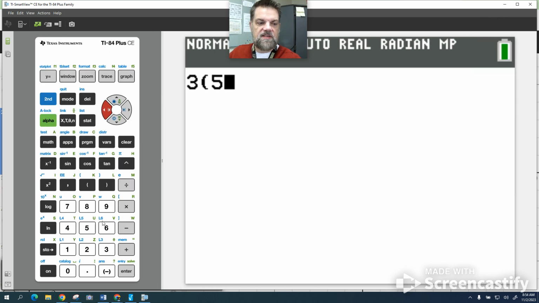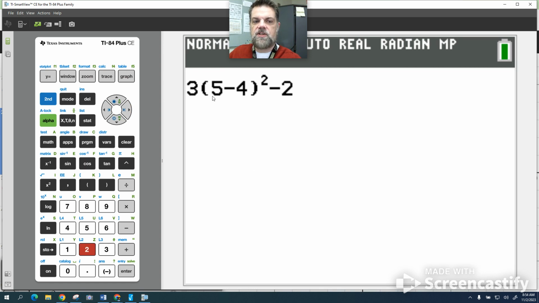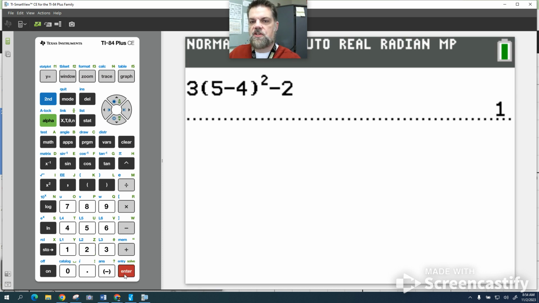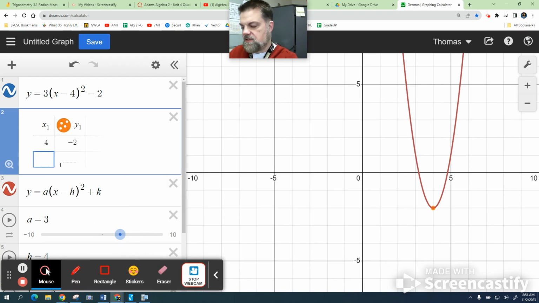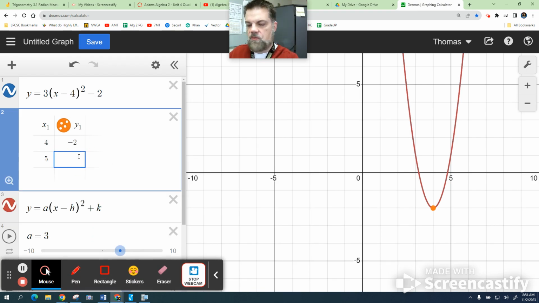Let me make this a little more reasonable. 5 minus 4, raised to the 2, minus 2. So what I'm doing is, this is our original equation, but I'm plugging in 5 for x. You guys see that? Now hit enter, and it's 1. In other words, when x equals 5, my y value would equal 1. See how that point is on the line?